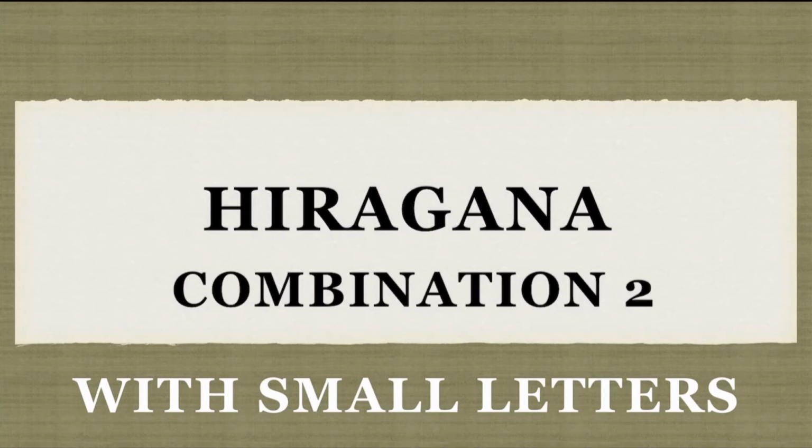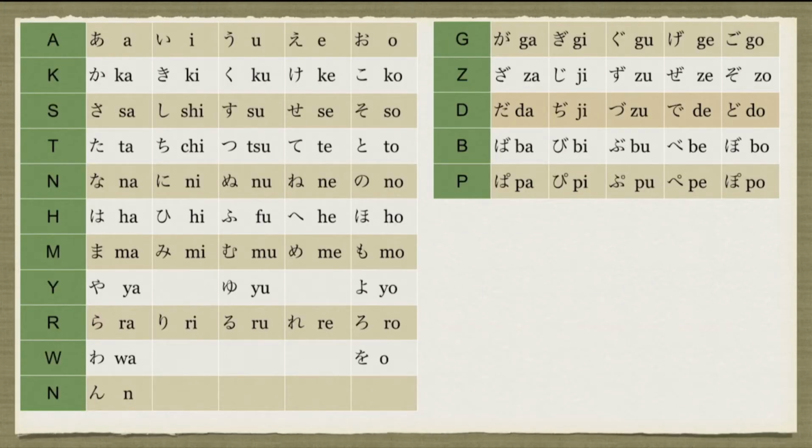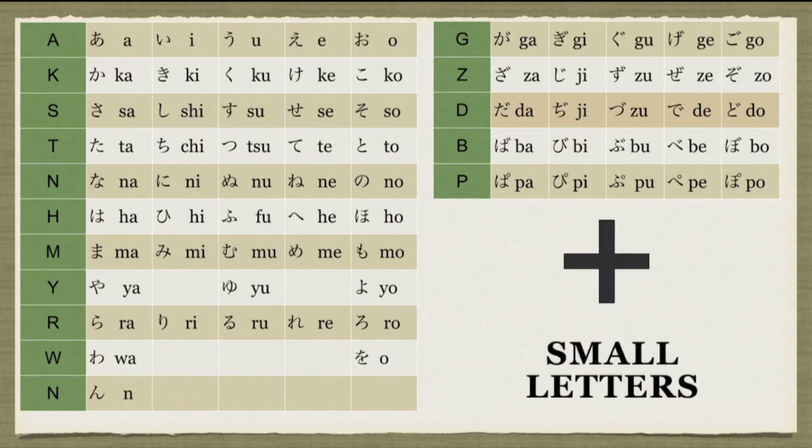Hiragana Combination 2 with small letters. Today I'm going to introduce Hiragana combination with small letters. We learned the basic Hiragana chart and also basic Hiragana plus symbols like ten or maru. If you haven't watched the previous one, please go to the link above so you can start learning from there. But today I'm going to introduce small letters.